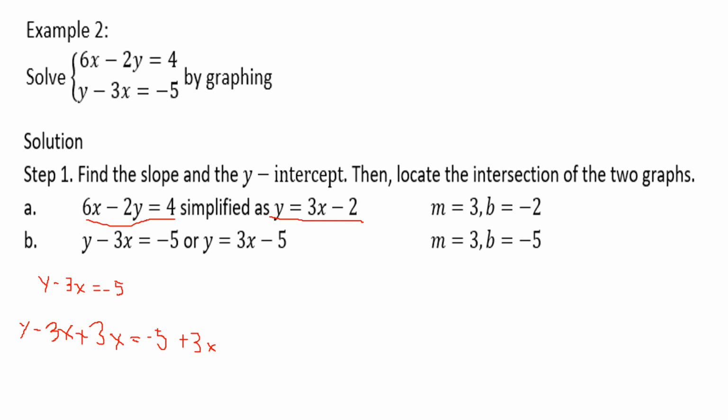Okay, so this becomes now 0, and negative 3x plus positive 3x is 0. So nabilin is y equals negative 5 plus 3x. So by rearranging, we have now y equals 3x minus 5. Okay, so since na-change na siya into slope-intercept form, hapos na ma-determine ang slope. That is in the form y equals mx plus b.